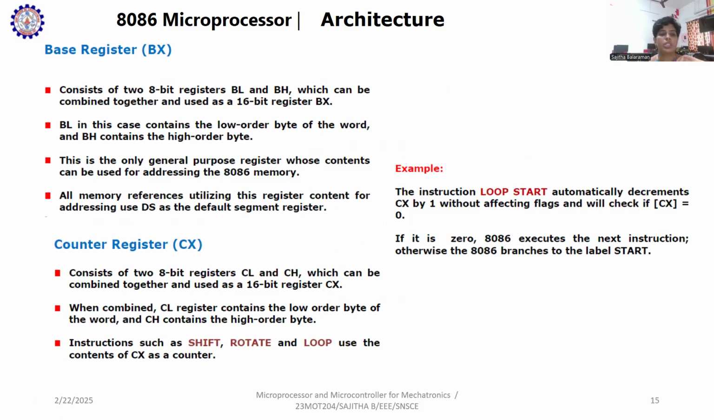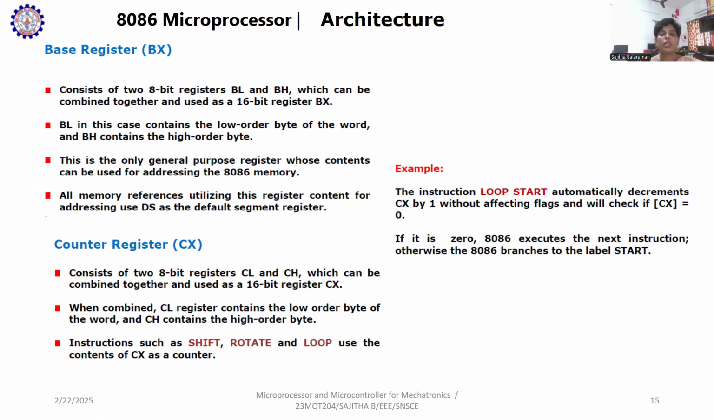Now coming to the next register, the base register BX. This consists of two 8-bit registers, BL and BH, which can be combined together as a 16-bit register and denoted as BX. Here again, BL consists of the lower order byte and BH consists of the higher order byte. Combined together, it can be used as a 16-bit register. This is the only general purpose register whose contents can be used for addressing the 8086 memory. All memory references utilizing this register content for addressing use DS as the default segment register.